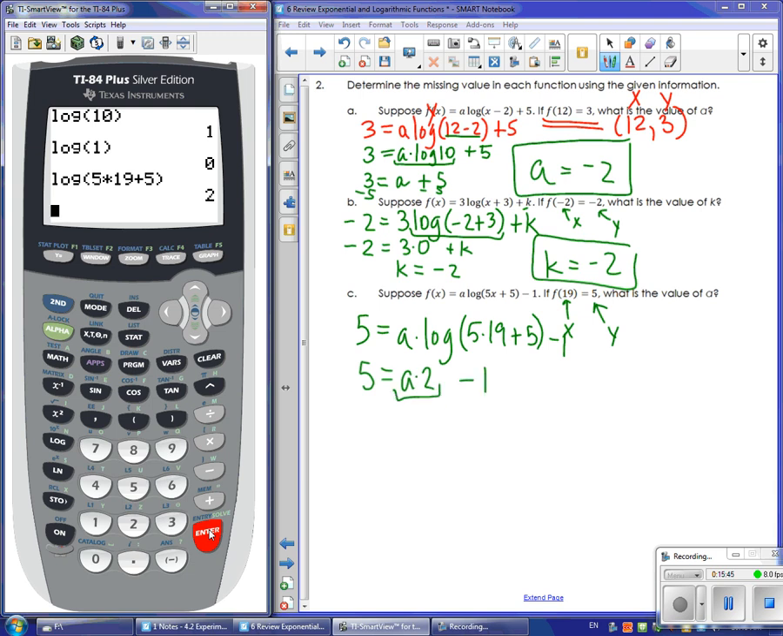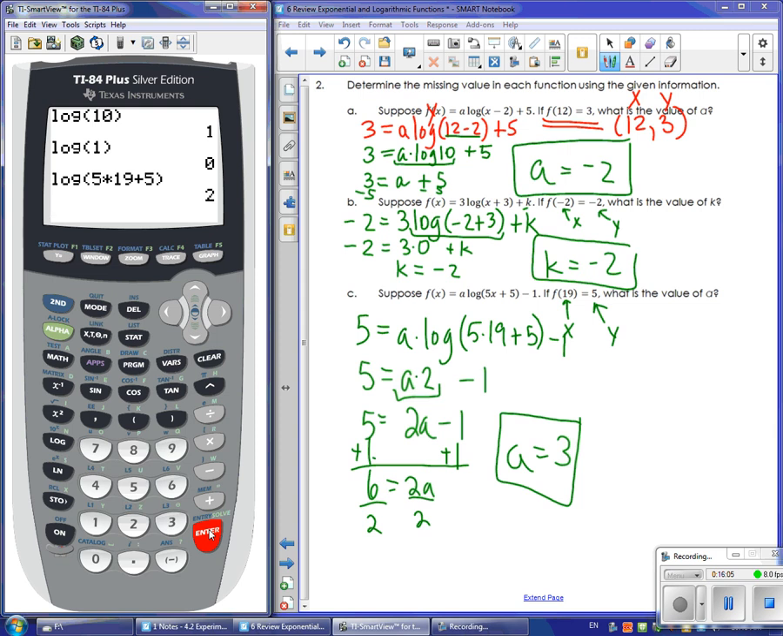Well, we're not used to seeing it a times 2. We're actually used to seeing it as 2a. So I can just rewrite it as 2a, and then I'm solving another linear equation. If I add 1 to both sides, I get 6 is equal to 2a. If I divide both sides by 2, I get that a is equal to 3.